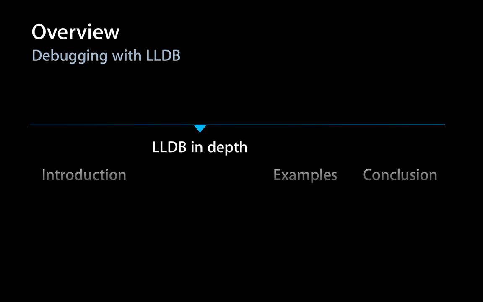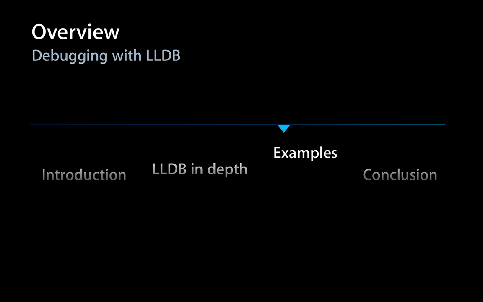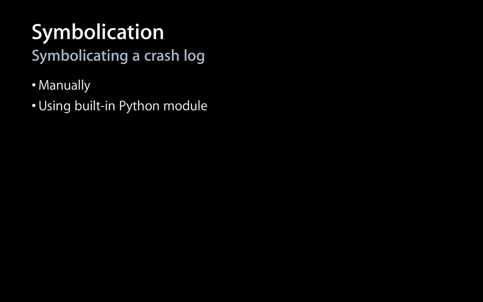So that was the in-depth tour into LLDB. Now let's take a look at a few examples of how we can use LLDB in non-debugging scenarios. The best thing I can come up with is, how can I do symbolication using LLDB? And why would I want to? First off, we're going to manually symbolicate stuff so you know how to do it yourselves. And then we'll use a module that's built into the current Xcode 4.5 seed that you received at the conference to do it automatically.